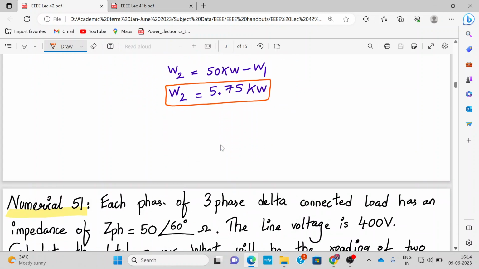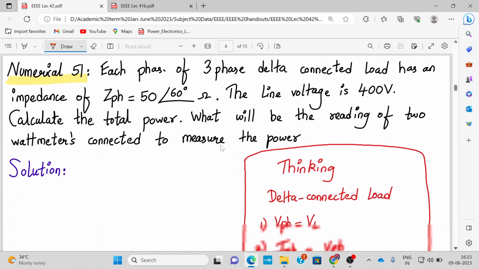So we are moving towards solving the last numerical for today. That is numerical number 51. Alright, so let's read it. Each phase of a 3-phase delta connected load has an impedance of Z phase equal to 50 angle 60 degrees ohms. The line voltage is 400 volt. Calculate the total power. So it's a three-phase circuit. We have to calculate the total power. What will be the reading of two wattmeters connected to measure the power? So we have to also find the value of W1 and W2, the readings of the two wattmeters.